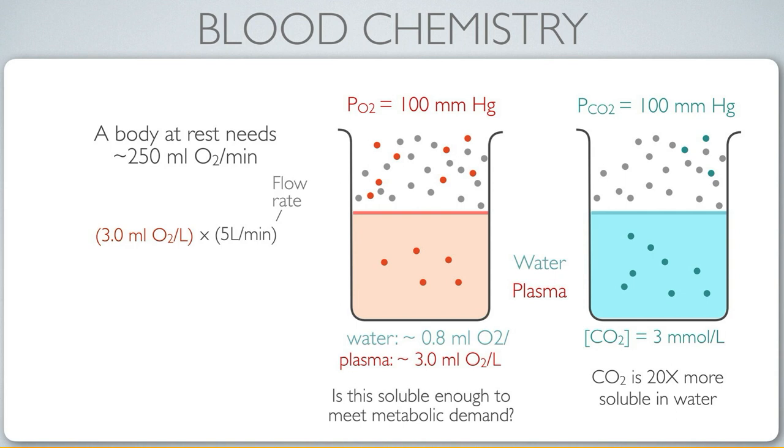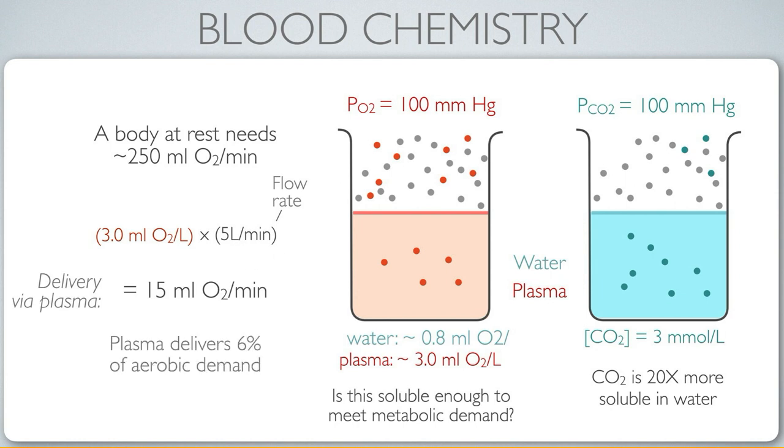Okay, so we take our concentration of oxygen per liter, provided this is what's provided by the plasma. We multiply it by the flow rate. We can look that up. So that's our liters per minute. The product is 15 milliliters of O2 per minute. In other words, 6% of the metabolic demand. All right, so plasma does not provide sufficient oxygen delivery to the aerobic cells of the body.